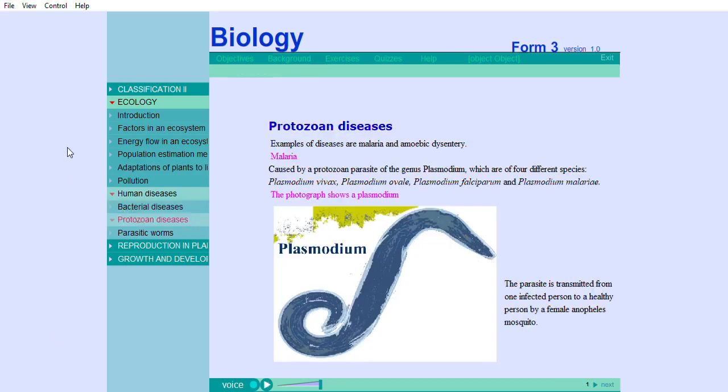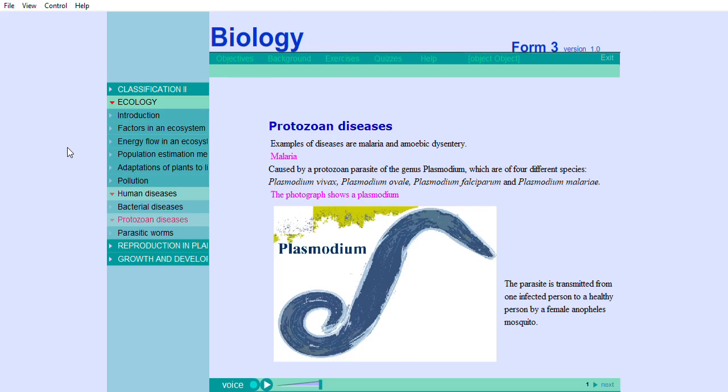Protozoan diseases. Examples of diseases are malaria and amoebic dysentery. Malaria. Malaria is caused by a protozoan parasite of the genus Plasmodium, which are of 4 different species: Plasmodium vivax, Plasmodium ovale, Plasmodium falciparum, and Plasmodium malariae. The photograph shows a Plasmodium.